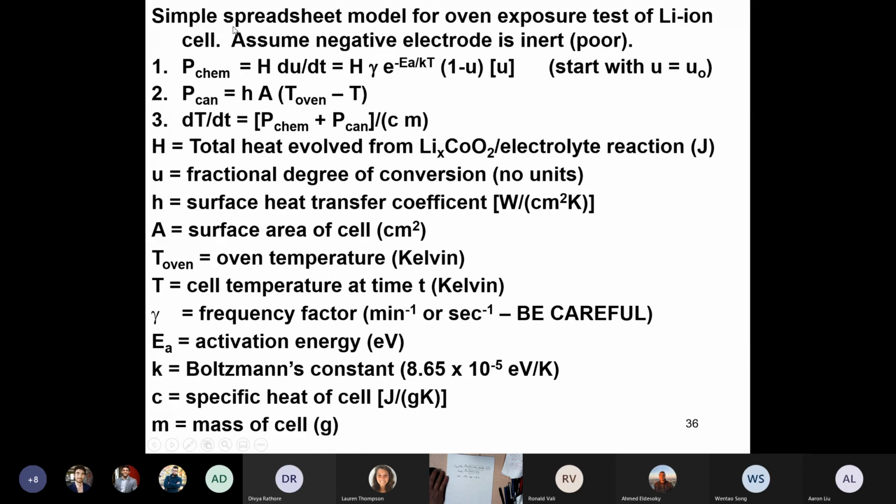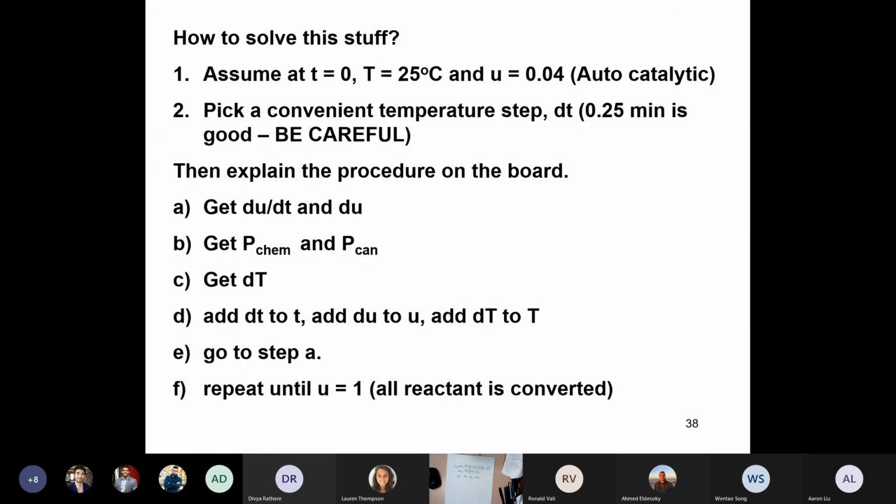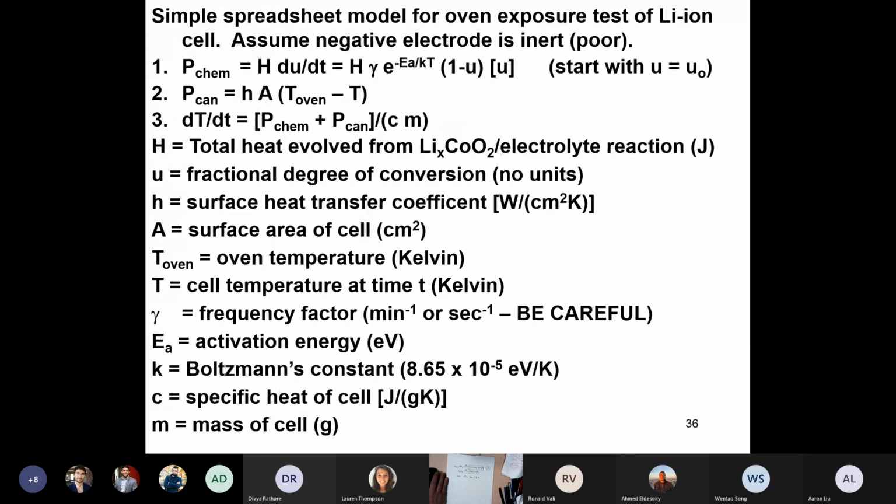And then you just go through this little process here. I think I describe it on the next, yeah, here we go. So you have a few things that you have to do. You know the chemically generated power due to the reaction between the electrode materials and the electrolyte.